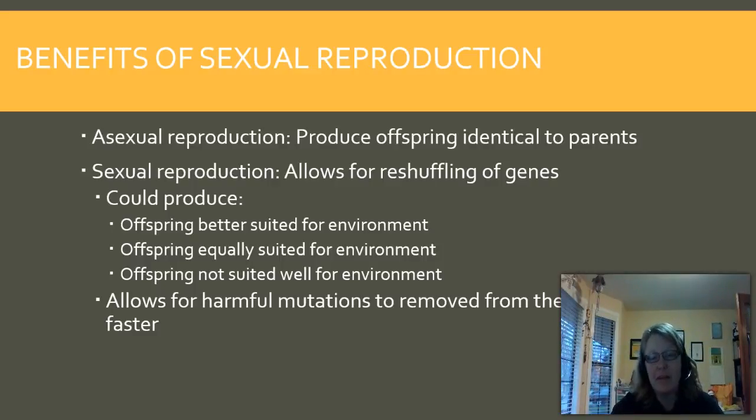Another aspect of it is that it allows harmful mutations to be removed from the population faster. This is because half the genes are being passed from one individual and half the genes are being passed from another. So if one person has a harmful mutation, that offspring can't inherit the full genome of that person. They will inherit half from their other parent, which will help minimize that mutation.